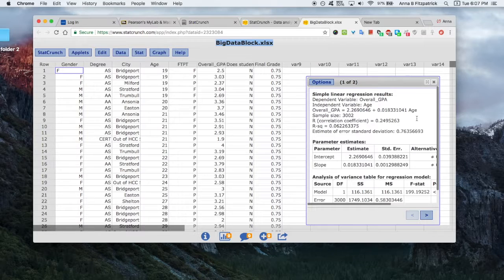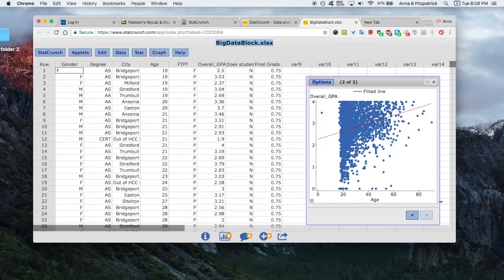The correlation coefficient is the numerical measure of direction and strength of the linear association. There are three conditions that must be met. It must be quantitative data, it must be straight enough, and in this case it is straight enough. We'll look again at our graph. There are no discernible outliers. And the correlation coefficient is between -1 and +1. This does fulfill that criteria at 0.2495, which I've rounded.